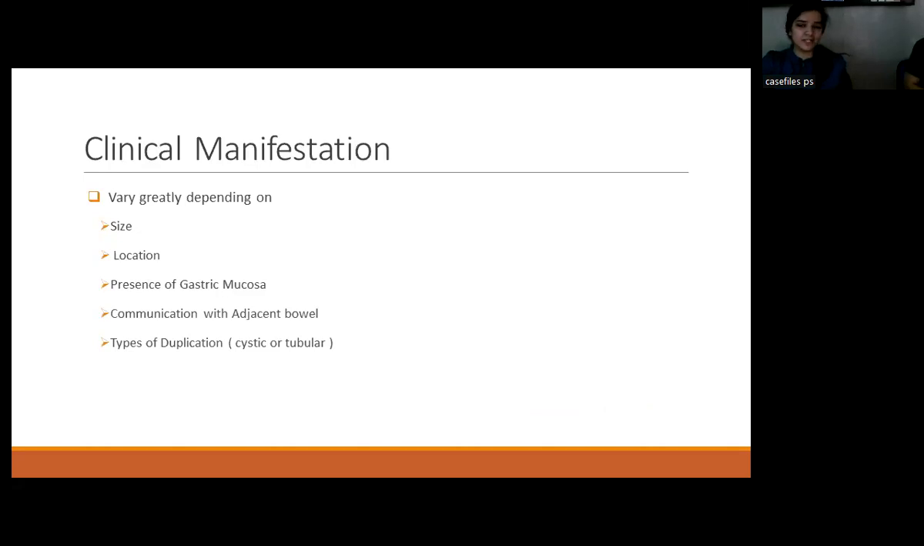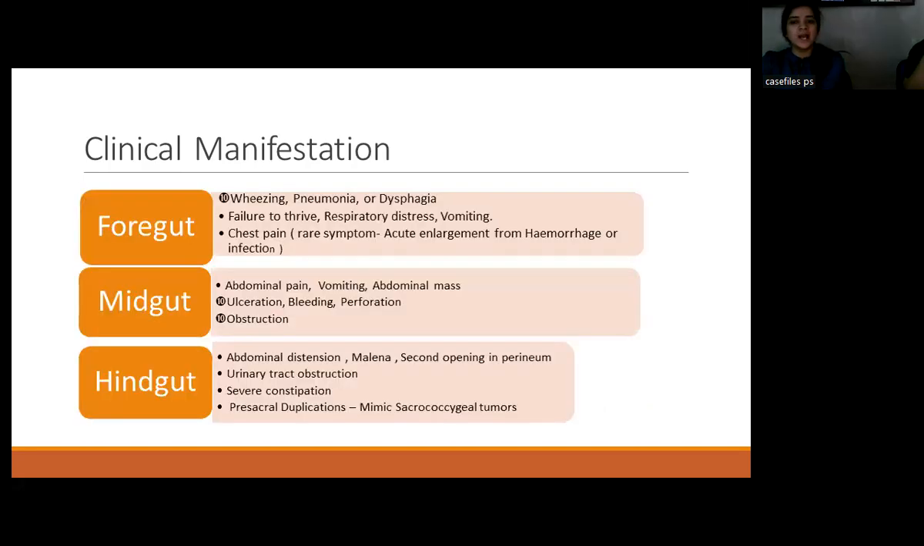Clinical manifestations vary depending upon the size, location, presence or absence of gastric mucosa, its communication with the adjacent bowel, and the type of duplication, that is whether it is cystic or tubular. Clinical manifestations defined based on the location of the duplication cyst include foregut, midgut, and hindgut.